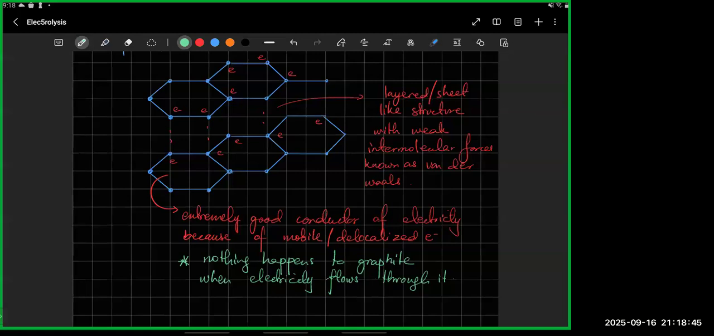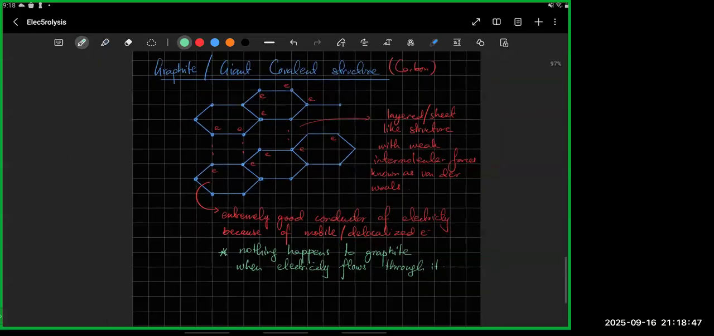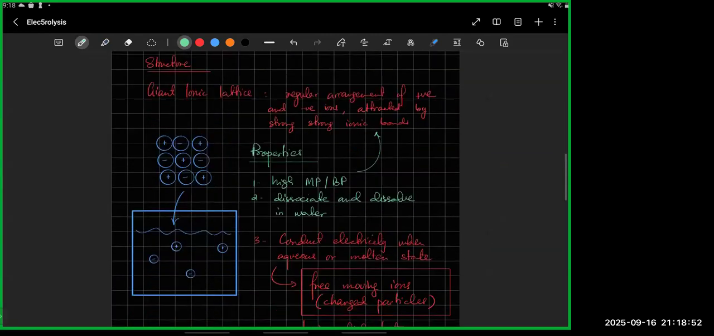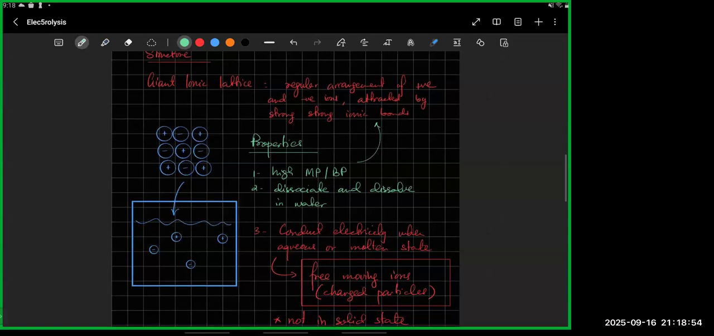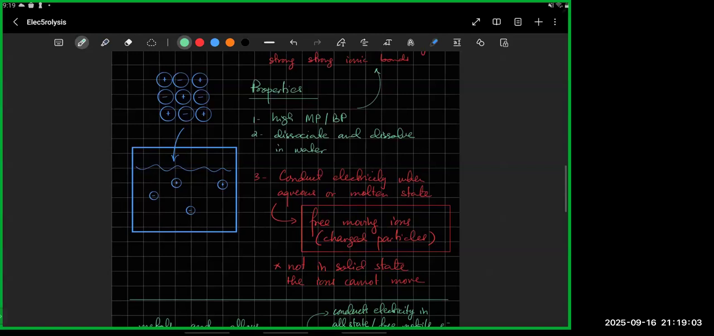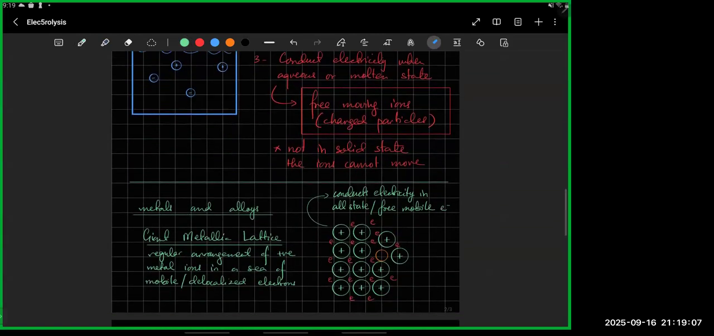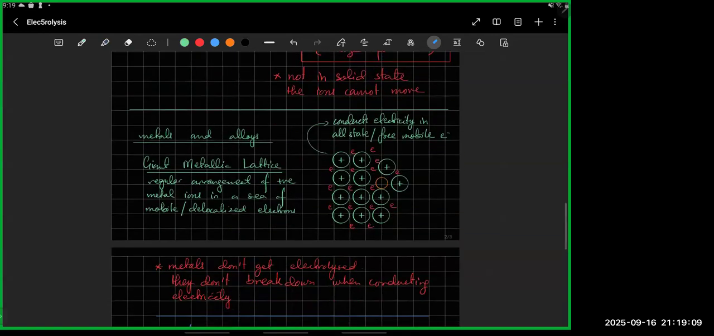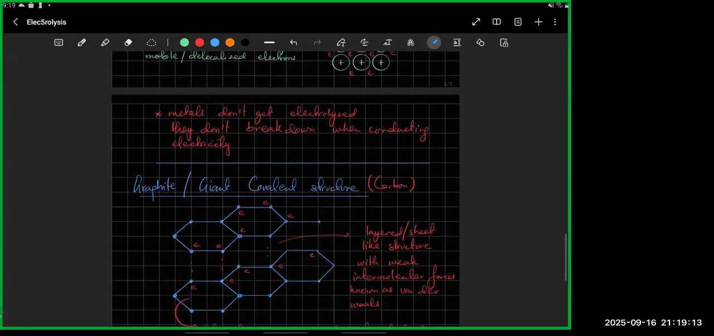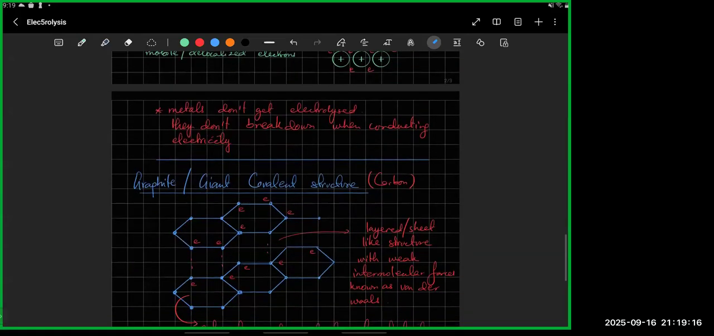So this is graphite. What we have done is ionic compounds were conducting electricity, right? But why were they conducting? Because they were positive and negative ions floating around in aqueous state or in molten state, but not in solid state. In solid state it's not going to conduct electricity. Then I talked about metals. They conduct electricity because they've got free-moving electrons. Alloys as well. Graphite conducts electricity because it has free-moving electrons.